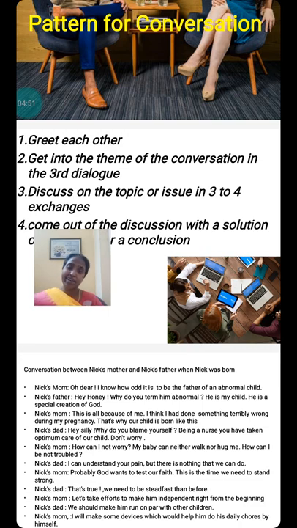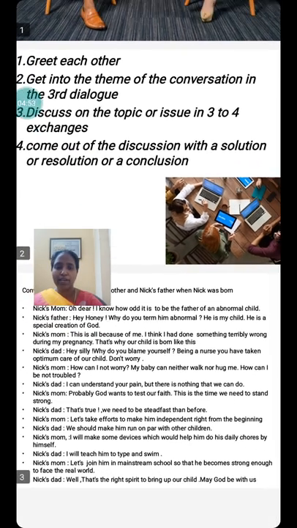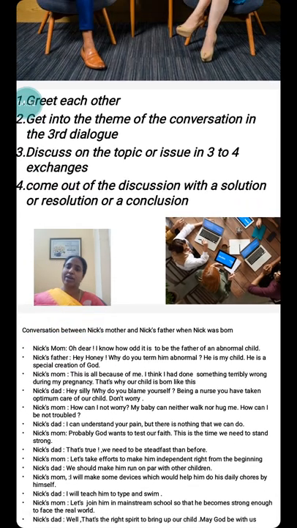Nick's mom, "I will make some devices which would help him do his daily chores by himself." Then next, "I will teach him to type and swim." This is the part where we are giving a conclusion. We are trying a solution to the problem. Then next, mom, "Let's join him in mainstream school so that he becomes strong enough to face the world." And then next, dad, "Well, that's the right spirit to bring up our child. May God be with us."